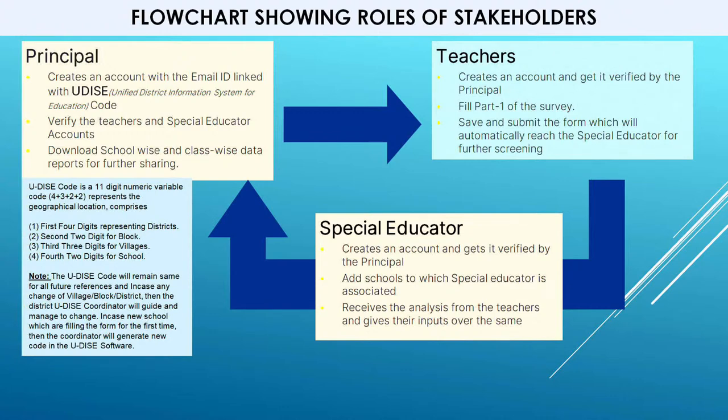Once you verify yourself as a principal using the UDISE code, your next step as a principal or head of the school is to verify the special educators and the teachers. All this will come on the PRASHAST app. The screen that will be used, I'll come to that in a moment. Now, the UDISE code is an 11-digit numerical code in which the first 4 digits represent the district, the next 2 digits the block, 3 digits the village, and 2 digits the school.